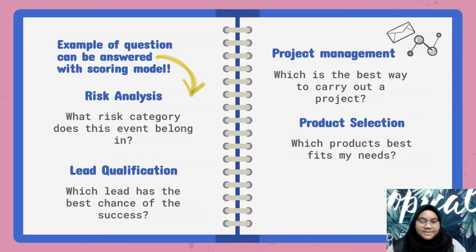These are examples of questions that can be answered with a scoring model. The first one, risk analysis: what risk category does this event belong in? Lead qualification: which lead has the best chance of success? Project management: which is the best way to carry out a project? Lastly, product selection: which product best fits my needs?